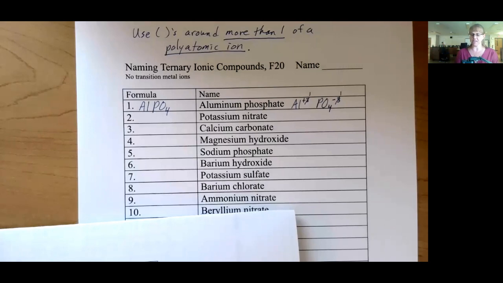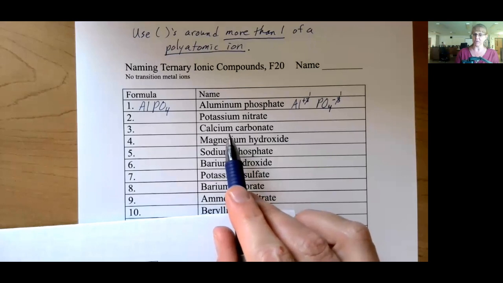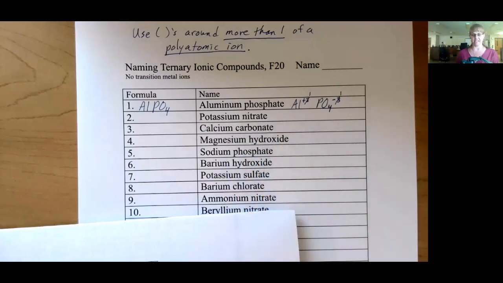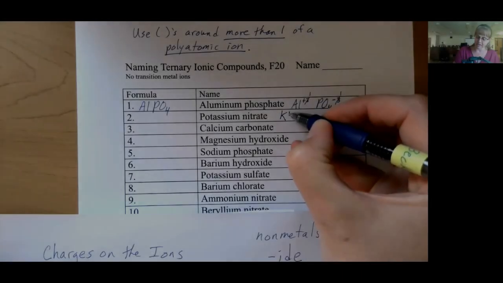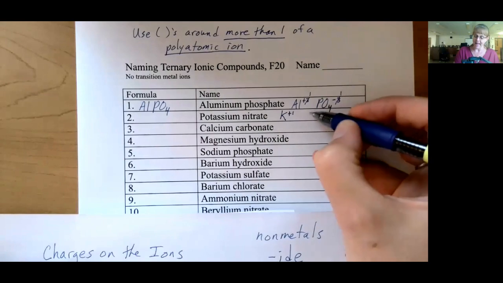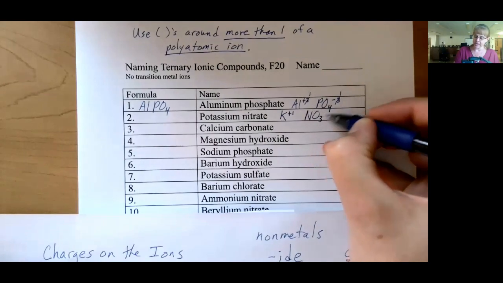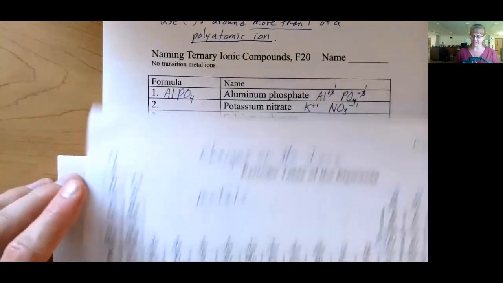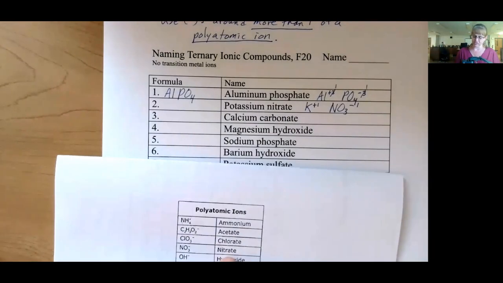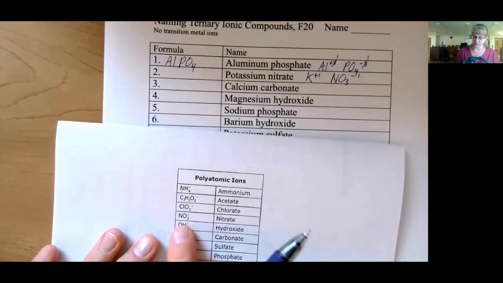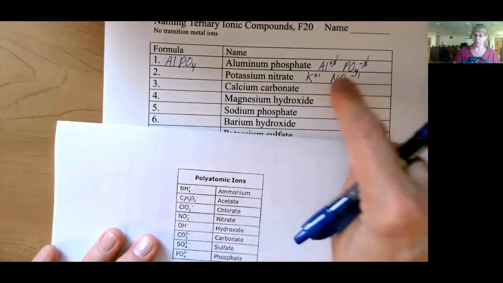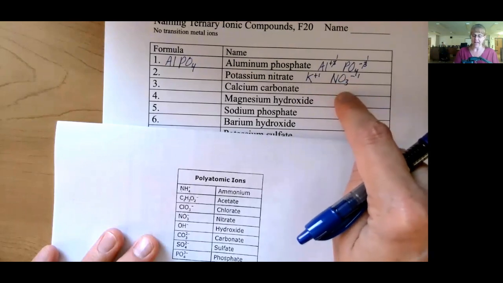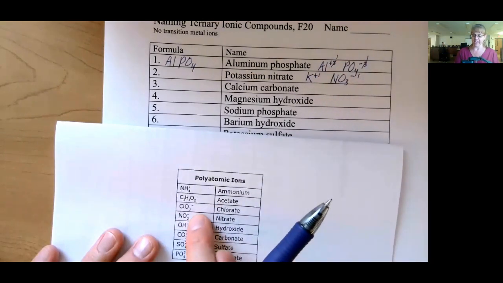Let's take a look at potassium nitrate. Pause this video and look up potassium on the periodic table and nitrate on the ions list. Okay, so you found that potassium is K plus 1, and nitrate is NO3 minus 1. Potassium is found here. That's how you know it has a positive 1. And nitrate is found on your polyatomic ion list. Remember, it's NO3, 1 nitrogen and 3 oxygens, and the whole thing has a charge of -1.